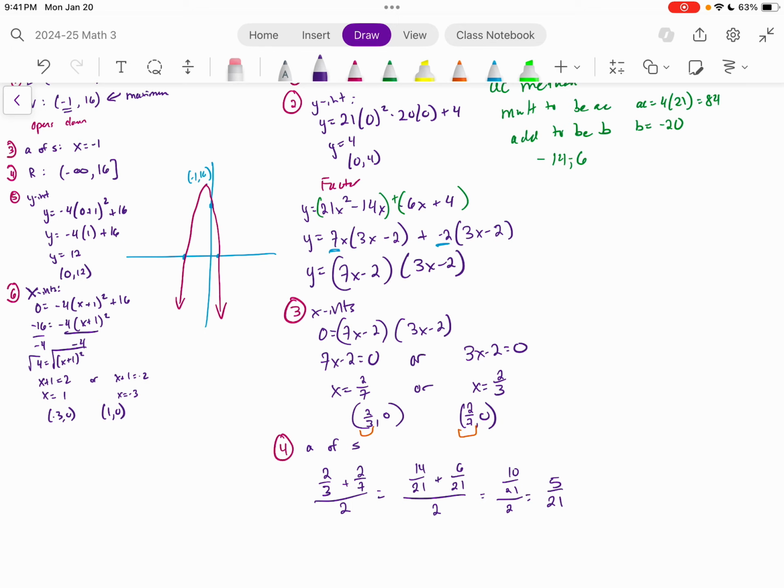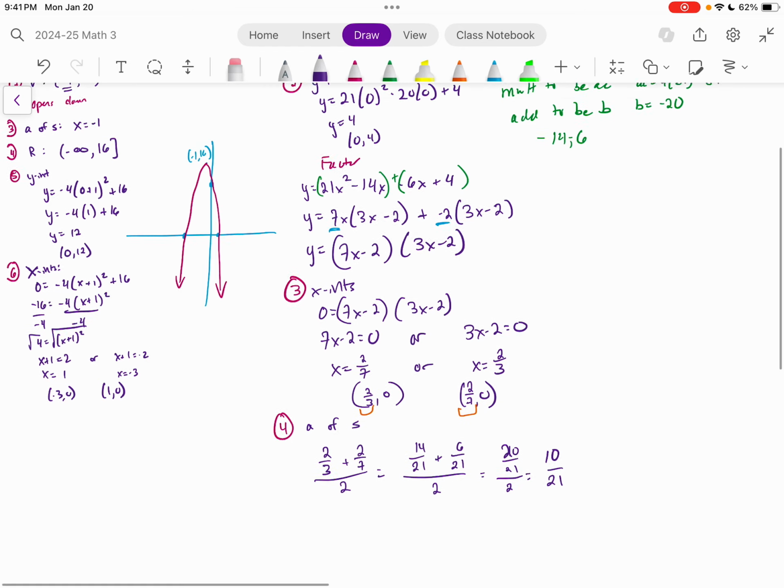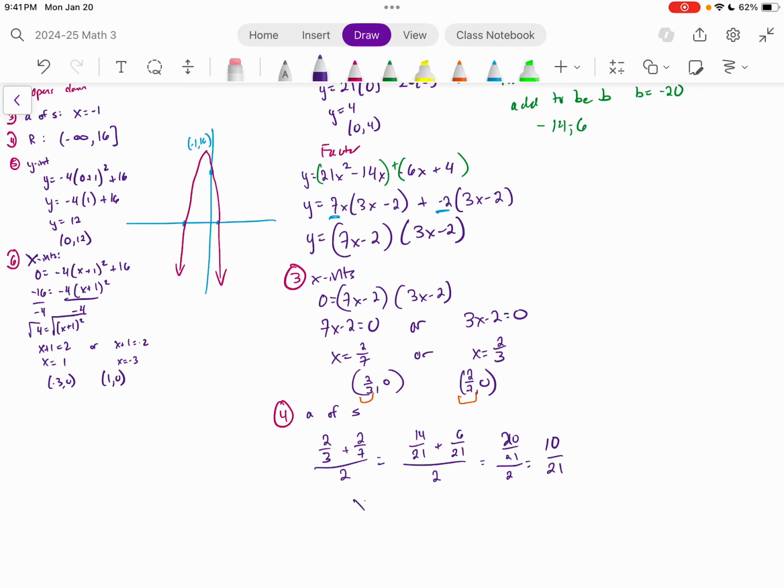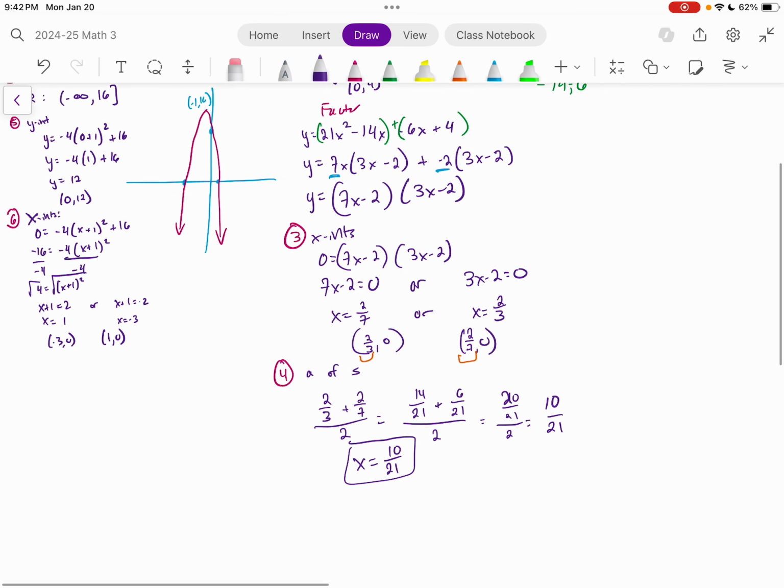Oh, I already divided. This is 20 over 21 over 2, my bad. So this would be 10 over 21. I divided twice. Bad, Mr. Perlis. Okay, 10 over 21. At least we noticed that our numbers didn't make sense. So this axis of symmetry is actually x equals 10 over 21. It's kind of a weird number, and we don't really know what that is. It's about a half, right? Okay. And then that will also tell me how to find my vertex.